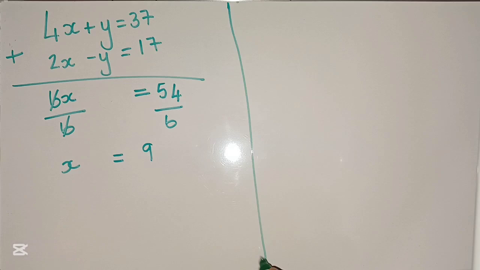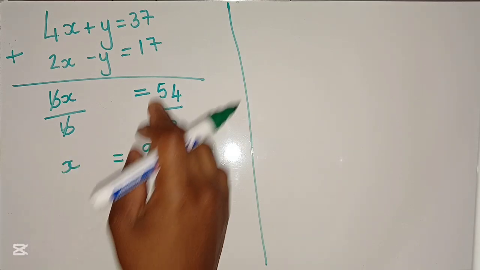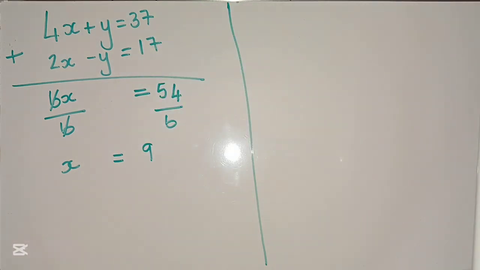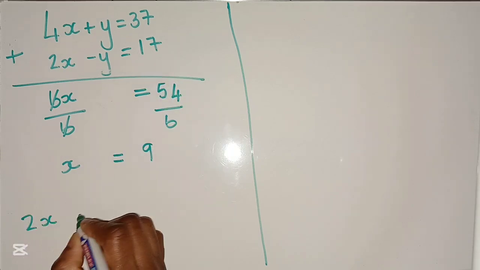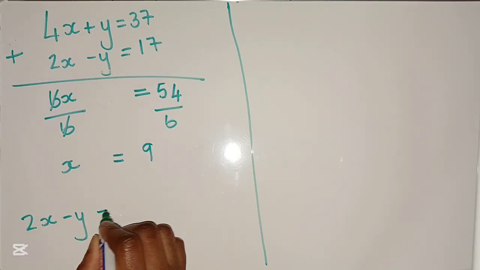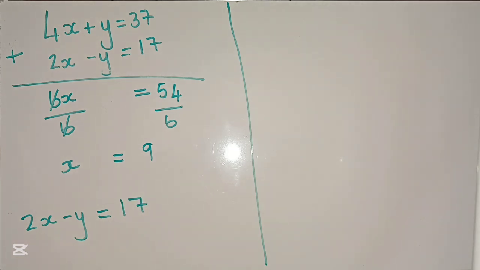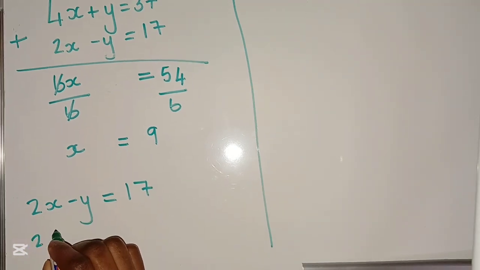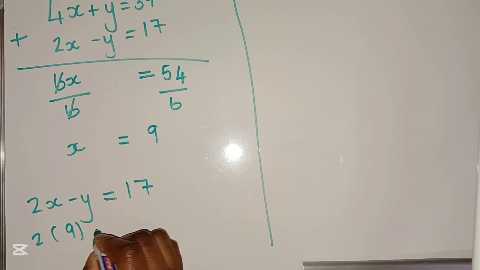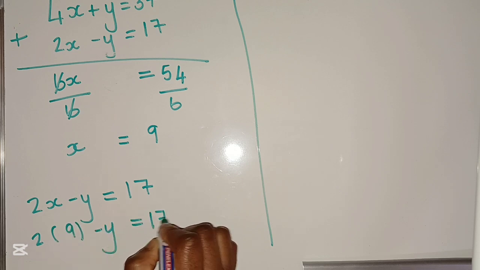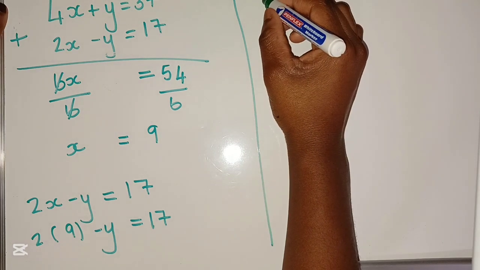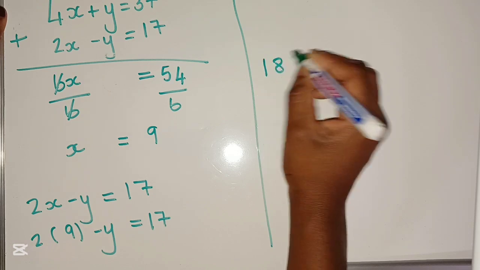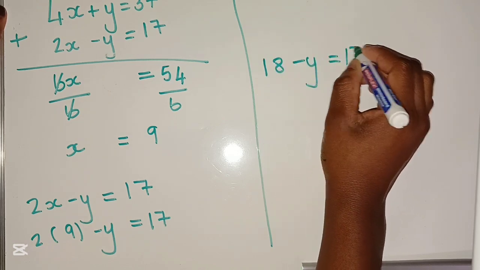Now, let's find y. By substituting the value of x into one of these two equations, I will substitute the value of x in this equation. 2x minus y equals 17. Where there's x, I put 9. 2 times 9 minus y equals 17. 2 times 9 is 18, minus y equals 17.